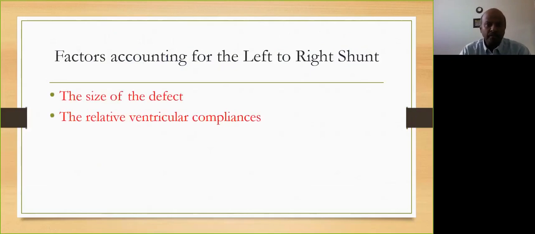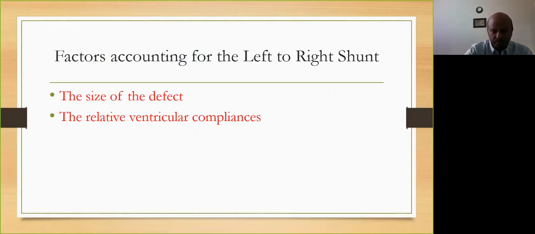Primarily, if we look at the factors, it's the size of the defect and the relative ventricular compliances. And the relative ventricular compliances play a large role immediately after birth, and also in old age when the ventricles are subjected to some form of restriction or disease. Immediately after birth, when the RV compliance is low and the pulmonary vascular resistance is high, the interatrial shunt from left to right is significantly less. And as the pulmonary vascular resistance falls and the RV compliance enhances in the subsequent weeks of life, the left to right shunt across the interatrial septum enhances.